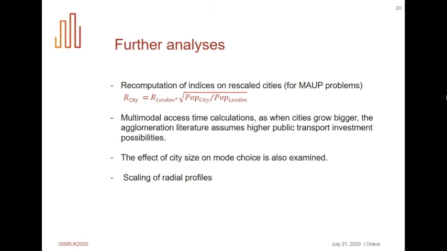So we will compute a multimodal access time with the same methodology as for automobile trips. We are also analyzing the effects of city size on mode choice. And finally, we will find a more robust scaling of radial profiles, like I've shown you just after the data, to see whether cities of different sizes can overlap and show the same behavior relating to travel times.